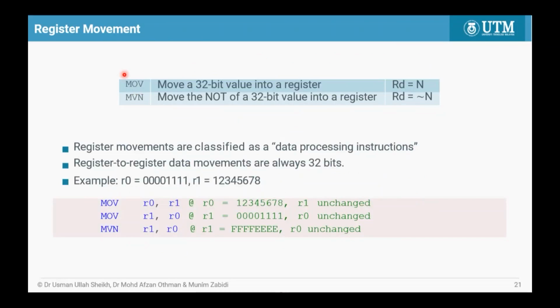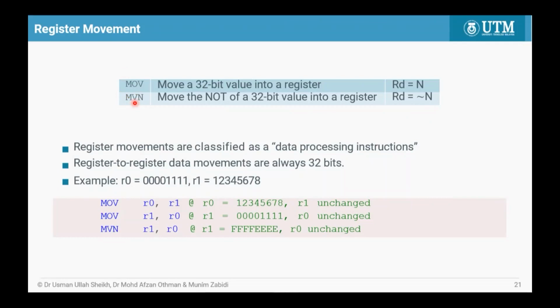Meanwhile, for the MVN, this is move the NOT of a 32-bit value into a register. It means that you complement the value from the first register, copy the complemented value and put it into another register. So that is what MVN does.